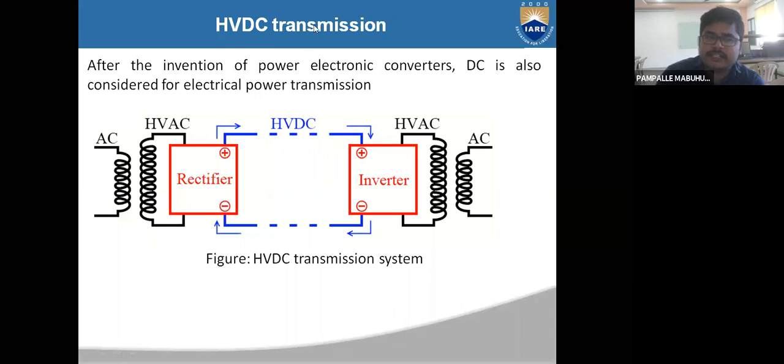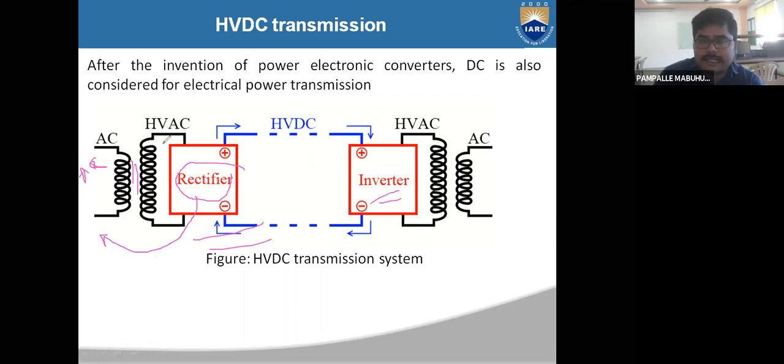In this HVDC transmission system, you will have one rectifier and one inverter. You will have two substations: in one substation you will have the rectifier, and in the other substation you will have the inverter. The rectifier station will generally be at the generating station. Electrical power is generated in the form of AC only at generating stations. Then, using a step-up transformer, you step up the generated voltage to a very high voltage, so you have high voltage AC at the secondary of the transformer.